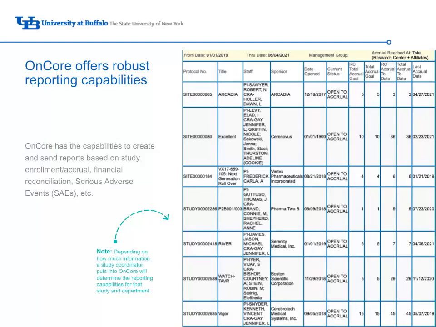OnCore offers robust reporting capabilities. OnCore has the capabilities to create and send reports based on study enrollment accrual, financial reconciliation, serious adverse events, etc. Please note that depending on how much information a study coordinator puts into OnCore, it will determine reporting capabilities for that study and department.